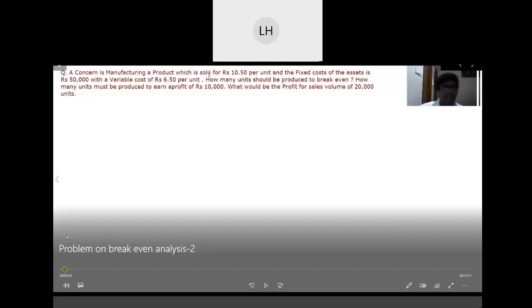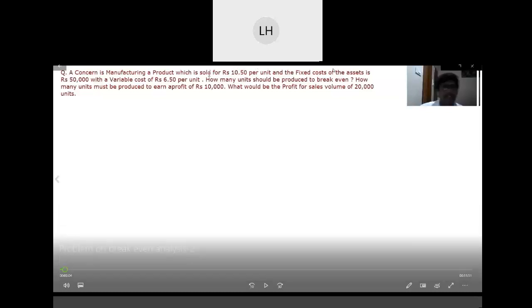Alpha Associates, the name of the company. It has the following details. The fixed cost is 20 lakh, right?